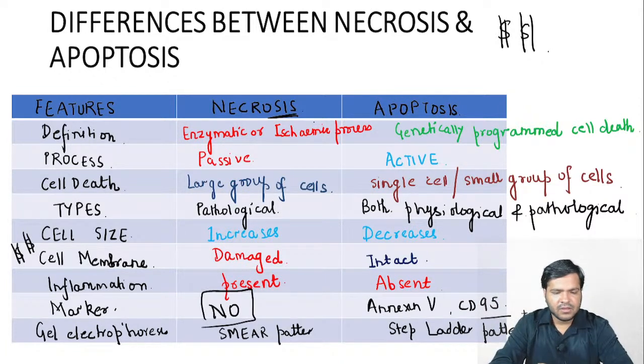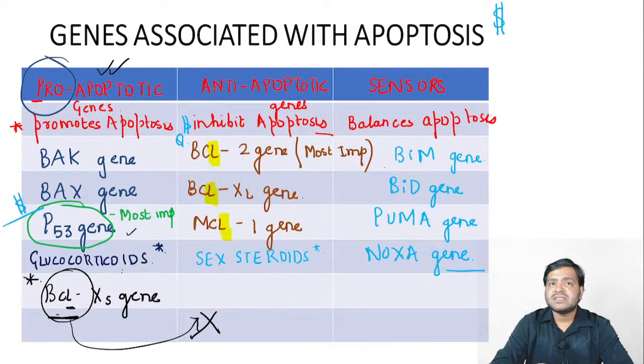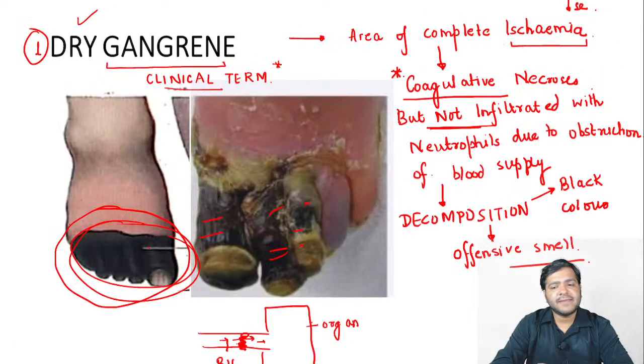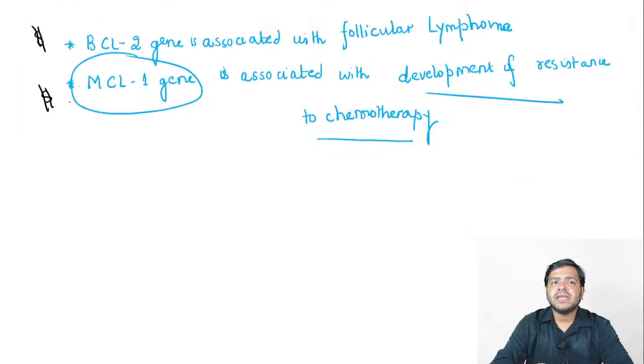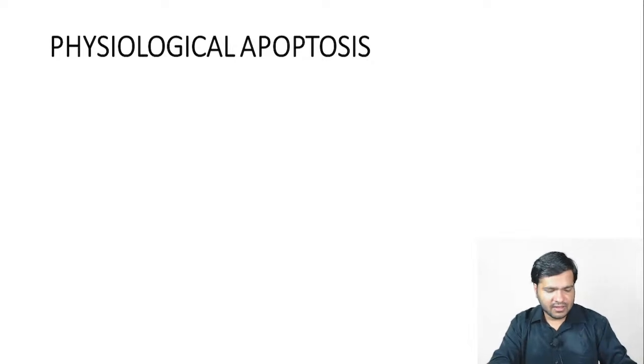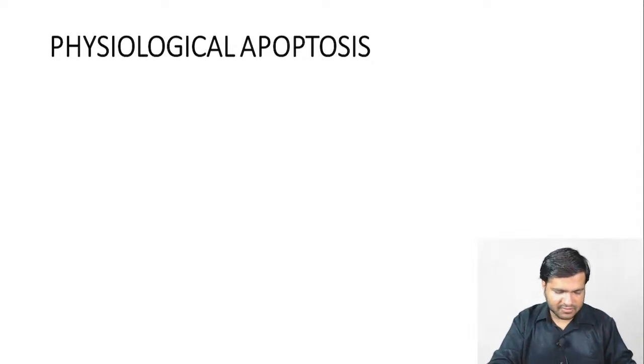Perfect, beta. For now, we have discussed the differences between necrosis and apoptosis. We have discussed the genes that are associated with apoptosis. We have discussed the types of gangrene. Now coming on to the next part in apoptosis, it is the physiological apoptosis.